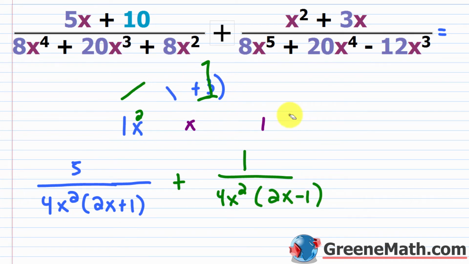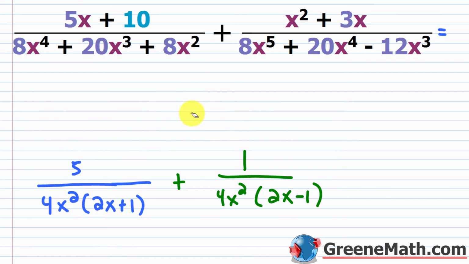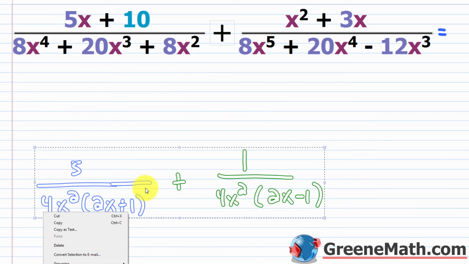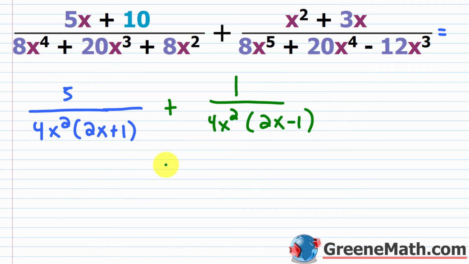So let's erase this. And let's now bring this up here, okay? And I think the problem from here is pretty simple. The hardest part is just factoring things and seeing what you can cancel. So what is the LCD? Again, when you think about it, it's the LCM, or the least common multiple, of the denominators. So you have a 4x squared and a 4x squared. So that's going to go in, okay?